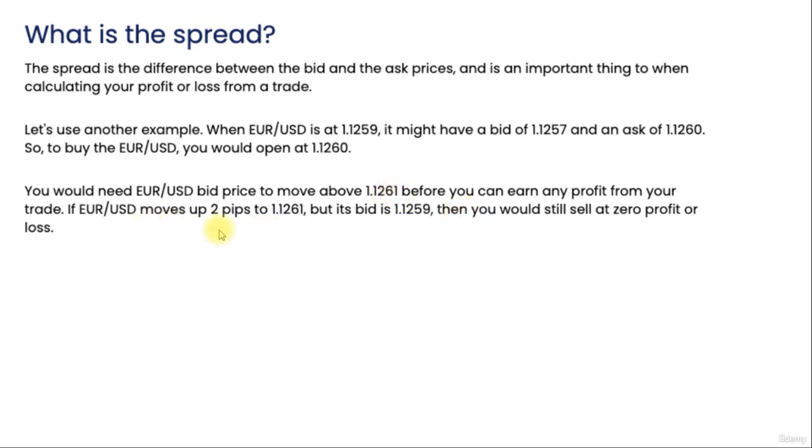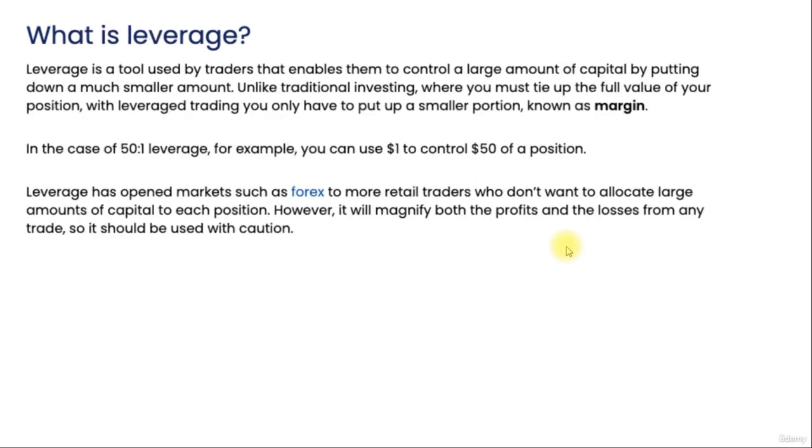Now, if Euro USD moves up by 2 pips from 1.259 to 1.261 and still the bid is at 1.259, and now you want to get out of the position that you entered at 1.259, because the market price of Euro USD has moved up by 2 pips but the bid is still at 1.259, then you will have to sell at zero profit or zero loss. So this was about spreads, and now let us discuss leverage in Forex.